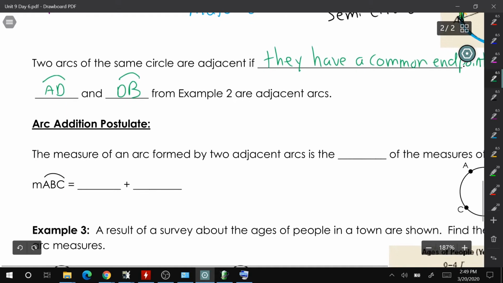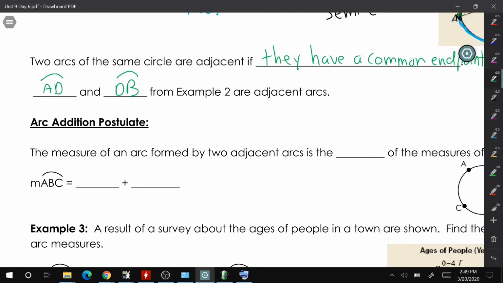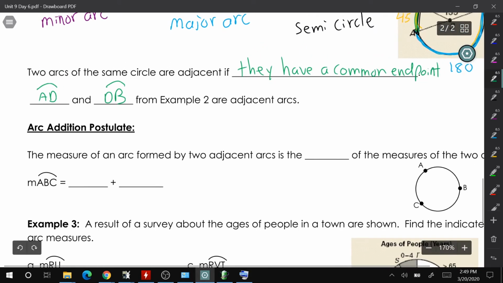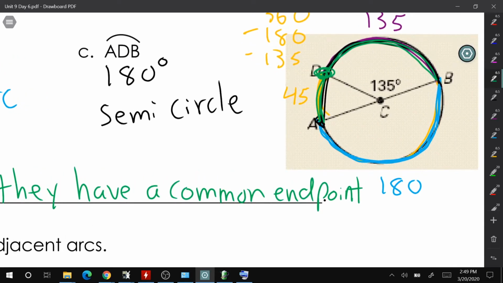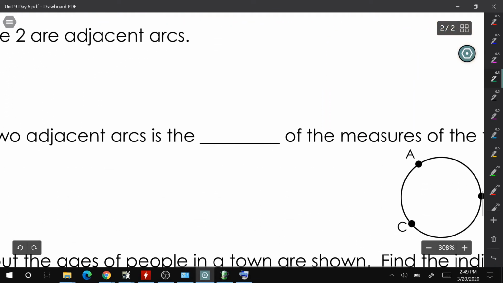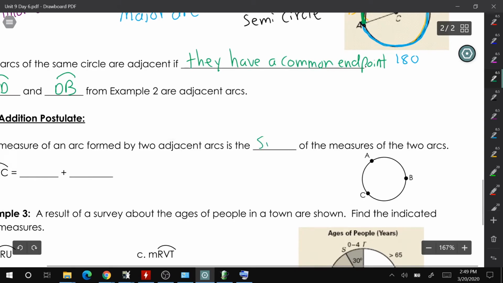So that brings us to the Arc Addition Postulate, and it's pretty trivial to come and talk about this, but at least now it's somewhere in your notes. Basically, what it's saying is what we did up here. That, all right, these two arcs, AD and DB, if you add them together, you get the whole arc, ADB. That's what it says. So it is the sum of those two arcs.